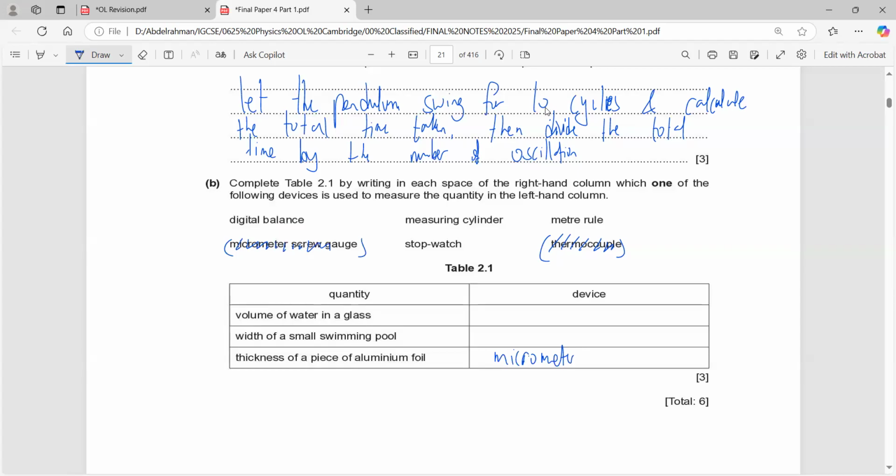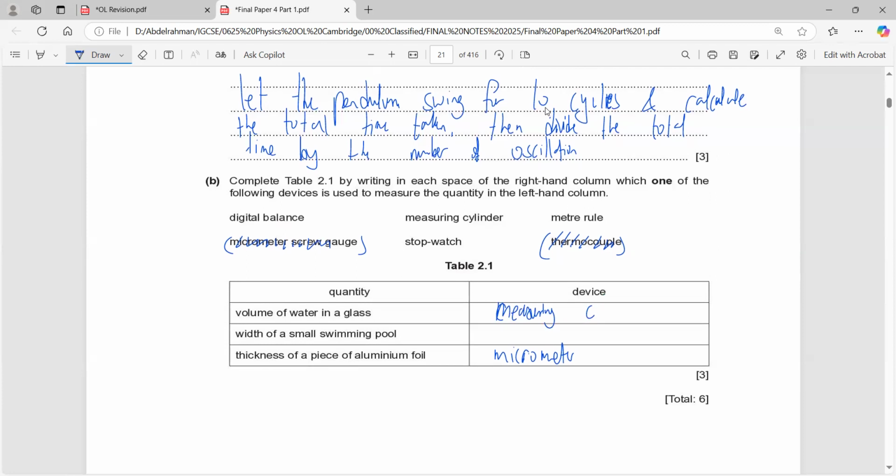Of course to find the volume of the water we need to use the measuring cylinder. And the width of a swimming pool, using what? But sir, you said before that we cannot use the meter ruler if we have distances greater than 1 meter, which is correct. That's not wrong. You cannot use the meter ruler.